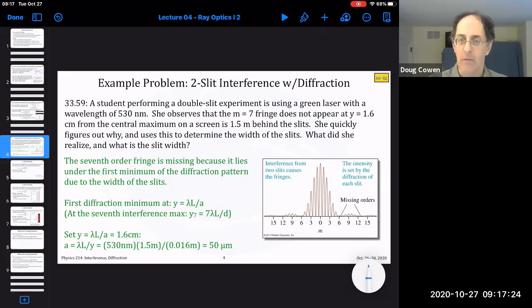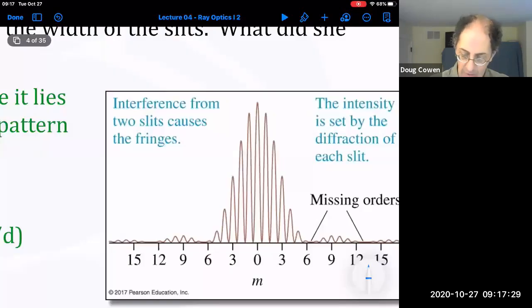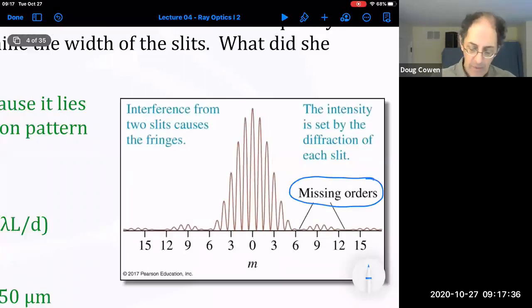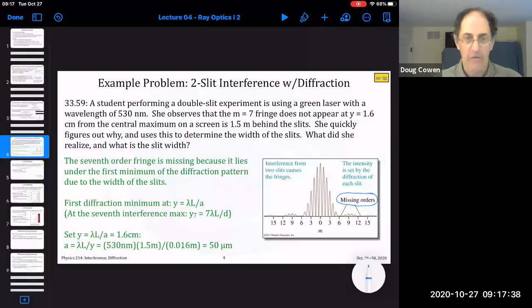So what did she realize, and what is the slit width? What's shown here is the same drawing I just showed you a second ago, where these missing orders are highlighted. And what the student realizes is that the 7th order fringe is missing because it lies under the first minimum of the diffraction pattern due to the width of the slits. So it's the width of the slits causing the diffraction pattern, and it results in a missing order here and symmetrically on the other side.